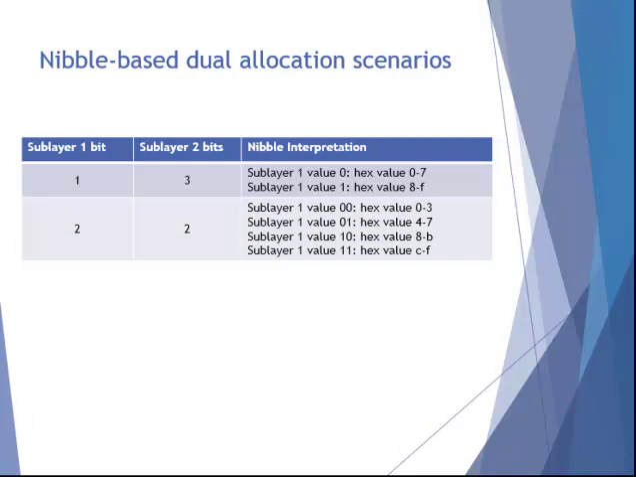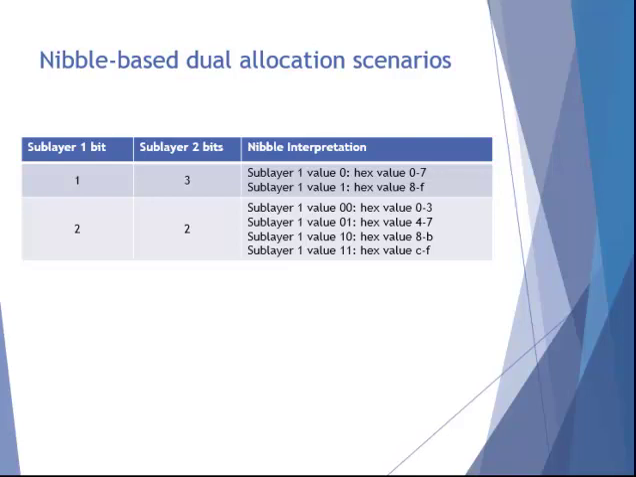If we allocate 2 bits to each sublayer, then you end up with a little more granularity in terms of understanding what each sublayer refers to. So sublayer 1, again, value 0, 0 is manifested in hex value 0 to 3.